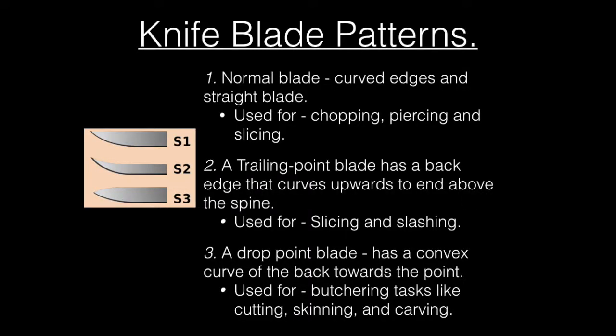Knife blade patterns. The normal blade, with curved edges and a straight blade, is used for chopping, piercing, and slicing. A trailing point blade has a back edge that curves upwards to end above the spine, which is used for slicing and slashing. A drop point blade has a convex curve off the back towards the point, used for butchering tasks like cutting, skinning, and carving.